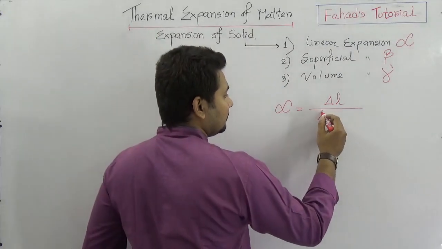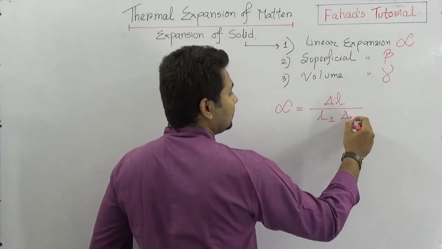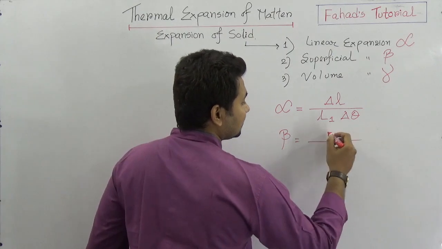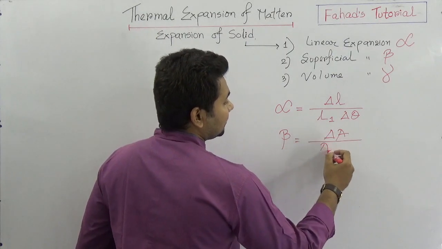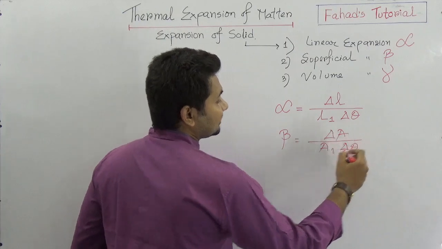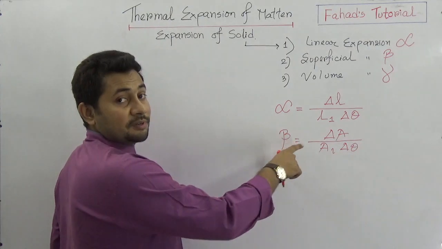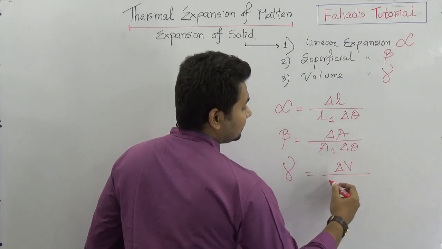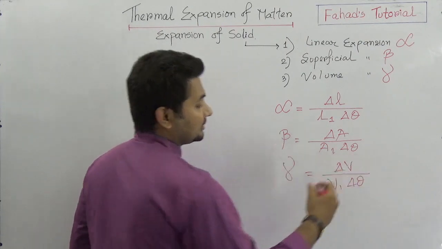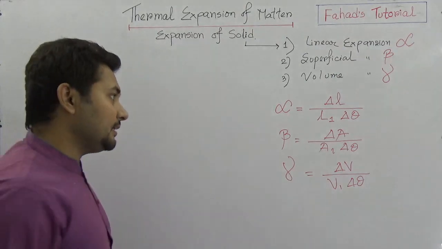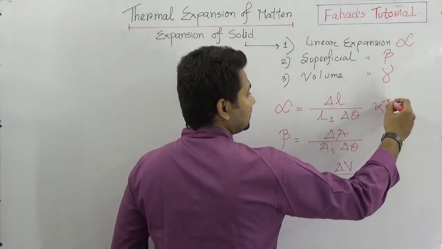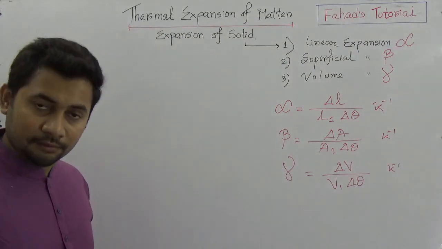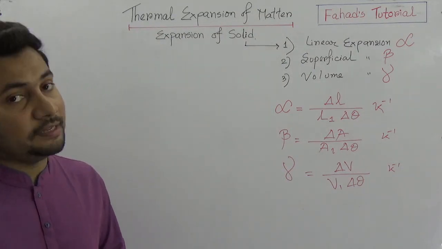So alpha equals del L divided by L1 del theta. Or even beta is equal to del A divided by A1 del theta, like beta is related with area, and gamma is equal to del V divided by V1 del theta. And then in all cases the unit is per Kelvin. Okay? One thing is very, very important.